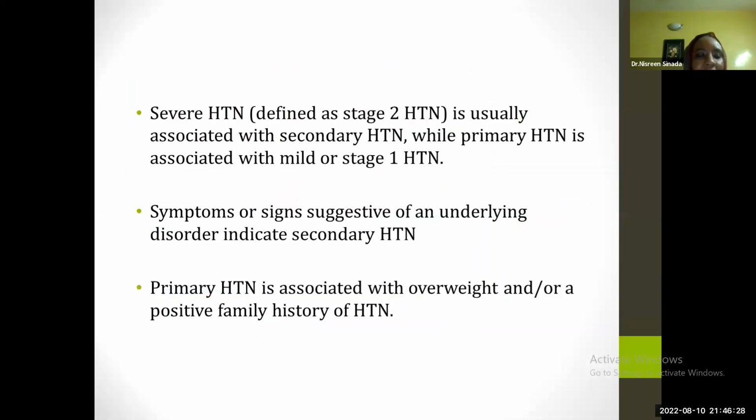As I said, severe hypertension, defined as stage 2 hypertension, is usually associated with secondary hypertension, while primary hypertension is associated with mild or stage 1 hypertension. Symptoms and signs suggestive of an underlying disorder indicate secondary hypertension, so we should search for the cause from history, examination and investigation, going to the suggestive disease from the history. Primary hypertension is associated with overweight and or positive family history of hypertension.